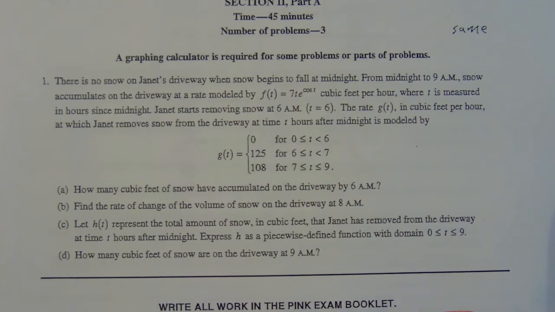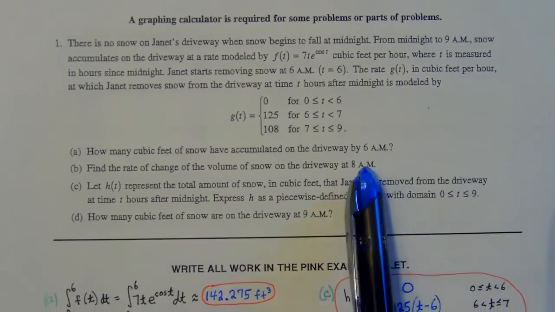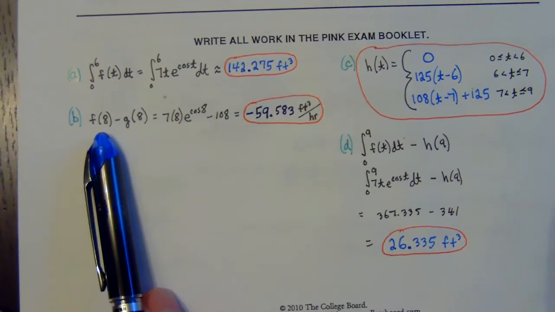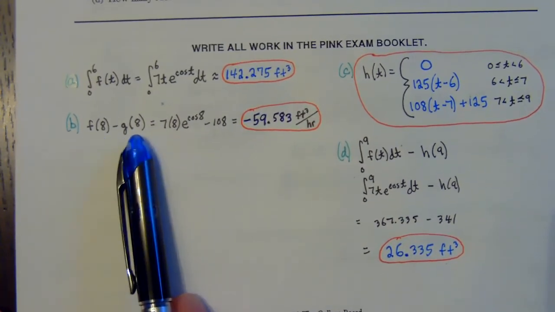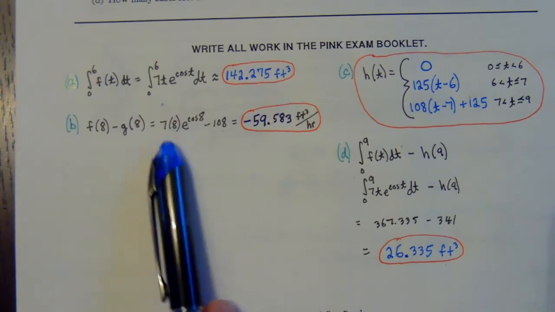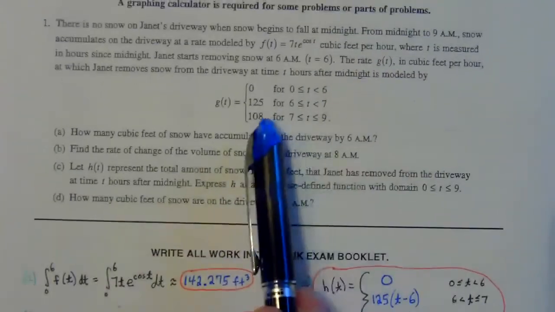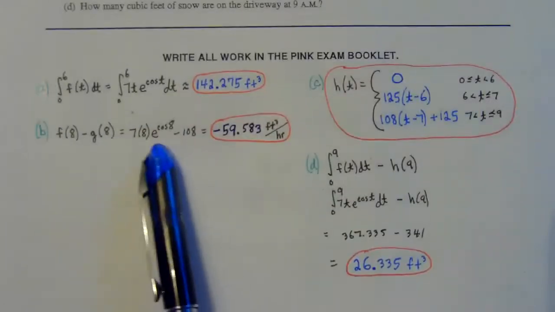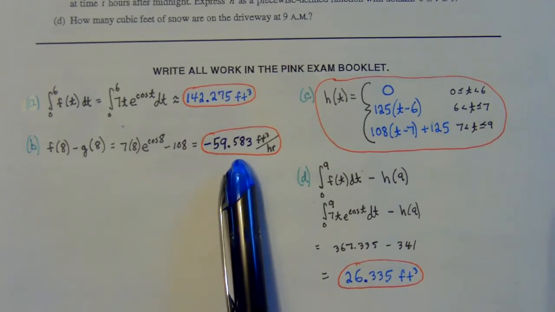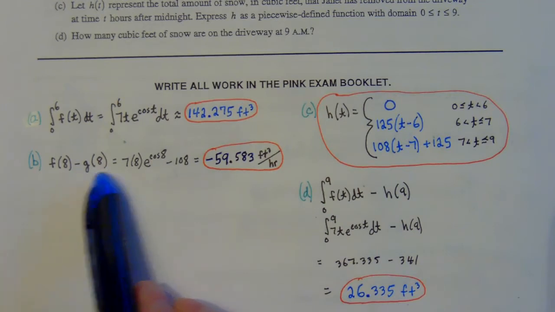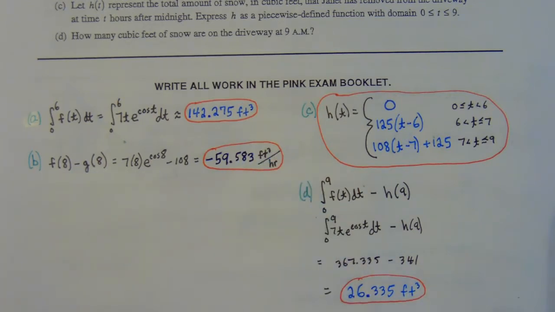So those are your derivatives, those rate equations, which means at 8 a.m., you just want to do F of 8 minus G of 8. That's how fast it's falling onto the driveway at 8 a.m., and that's how fast she's removing it at 8 a.m. So just calculate F of 8, plugging in the 8 right there, and then G of 8 is simply equal to 108. So you just subtract those numbers, and there's your answer. Since the original units were in cubic feet per hour, this is still going to be cubic feet per hour, because you're just subtracting cubic feet per hour. It's going to be the same.